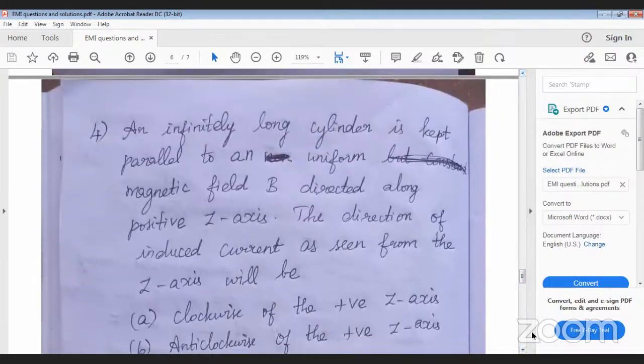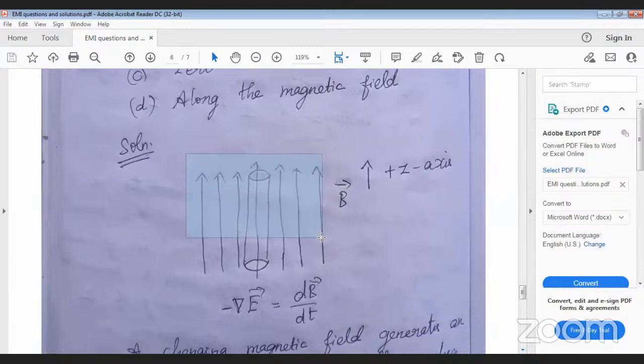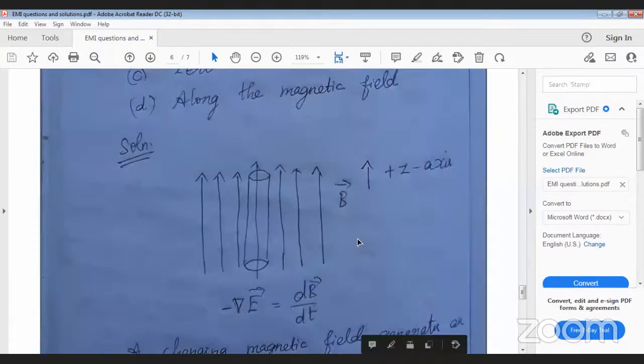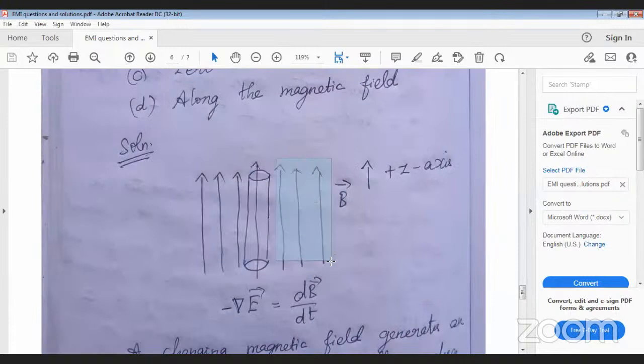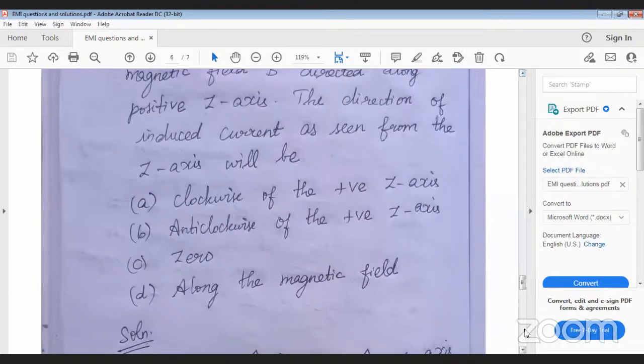An infinitely long cylinder is kept parallel to a non-uniform but constant magnetic field. So this is the diagram. The cylinder is kept parallel to the magnetic field. Constant magnetic field means dB/dt equals 0. So along the z-axis, they are asking what is the direction of the induced current.